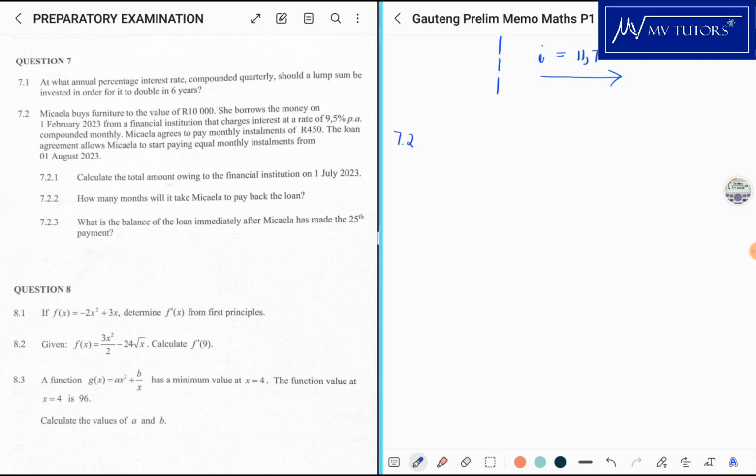So Michaela buys furniture to the value of 10,000. She borrows the money on 1st of February 2023 from a financial institution that charges interest at a rate of 9.5% per annum compounded monthly. Michaela agrees to pay monthly installments of $450. The loan agreement allows Michaela to start paying equal monthly installments from the 1st of August 2023.